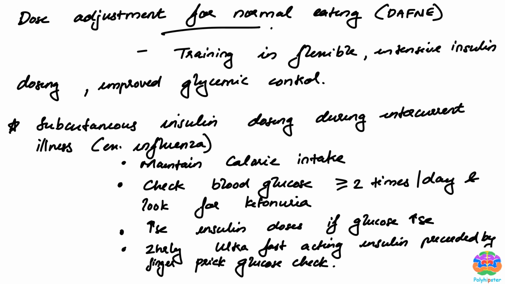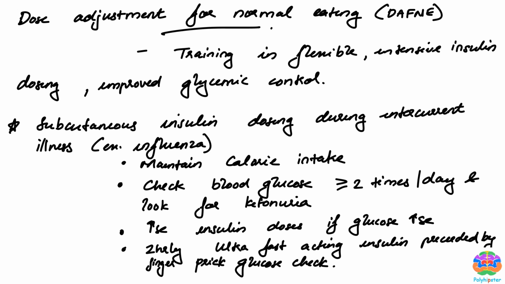Next topic is subcutaneous insulin dosing during intercurrent illness such as influenza. Here, illness often increases insulin requirement despite decreased food intake. So, it is important to maintain calorie intake, for example using milk. Blood glucose should be checked more than 2 times a day, and look for ketonuria in these patients. Insulin doses should be increased if blood glucose increases.